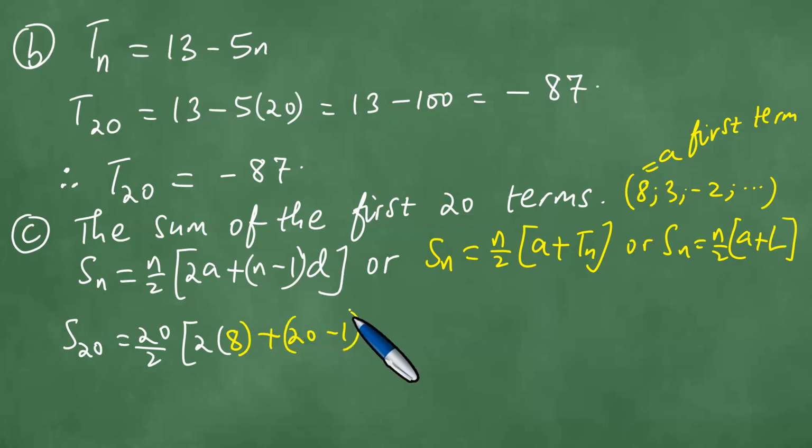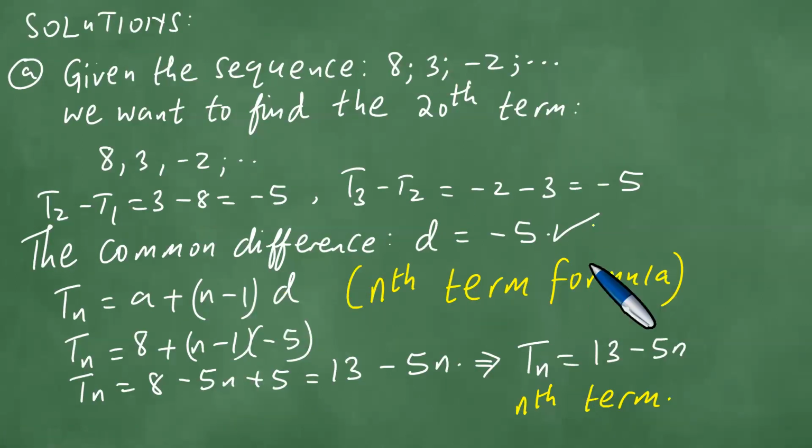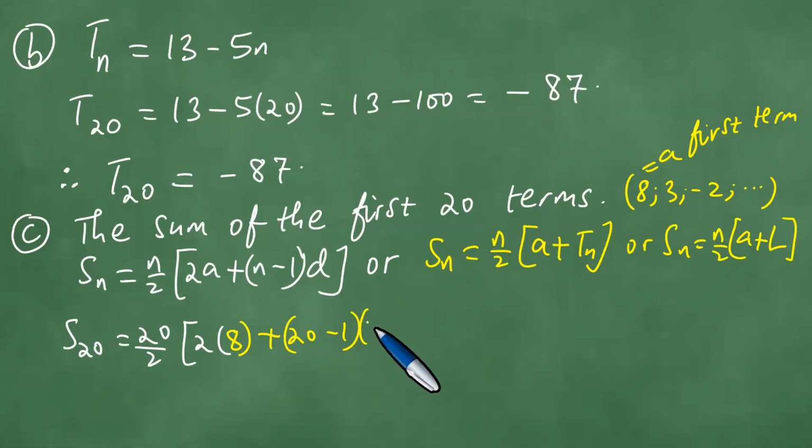20 minus 1, the common difference. What is the common difference? Minus 5. Right, it's minus 5. Common difference we've already seen, here it is. It is a common difference because it is T2 minus T1, which is minus 5, but also T3 minus T2 is also minus 5. So that is the common difference. So which means here you're going to have actually minus 5. And then you use a calculator for these things.